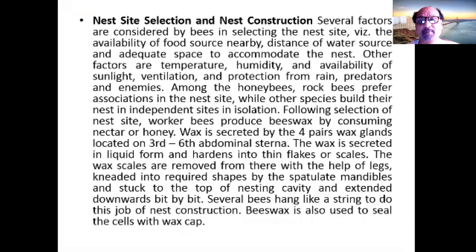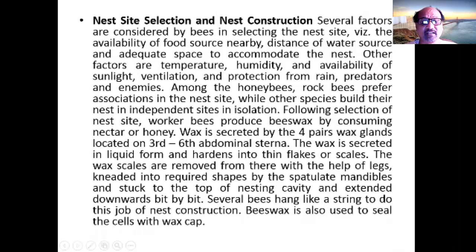Among the honeybees, rock bees prefer association in the nest site, while the other species build their nests in independent sites in isolation. Following selection of the nest site, worker bees produce beeswax by consuming nectar or honey. Wax is secreted by 4 pairs of wax glands located from the 3rd to the 6th abdominal sterna. The wax is secreted in liquid form and hardens into thin flakes or scales.